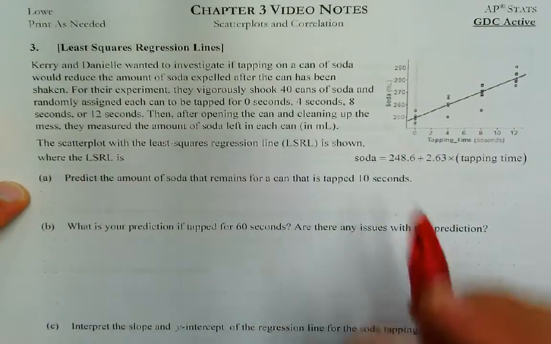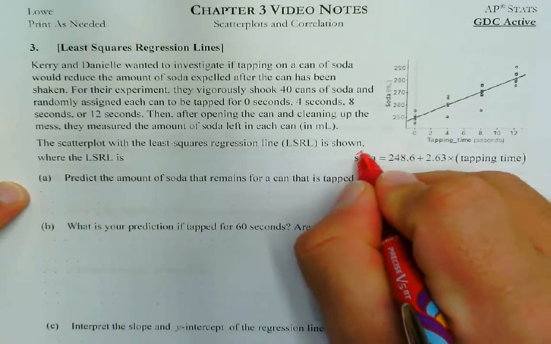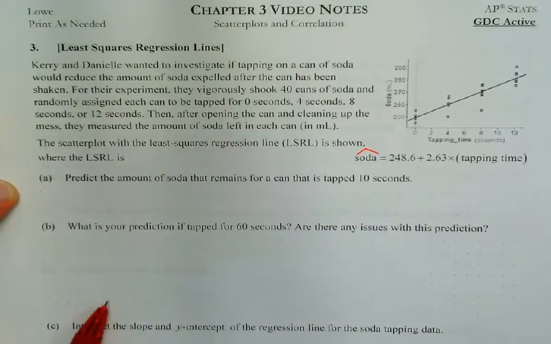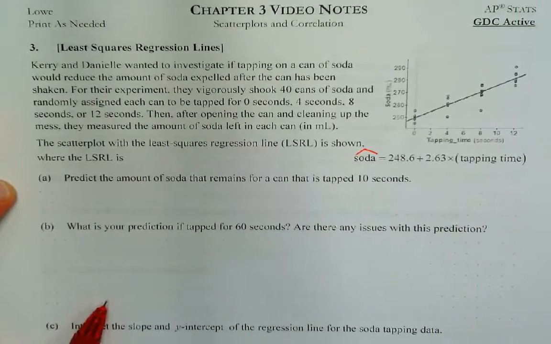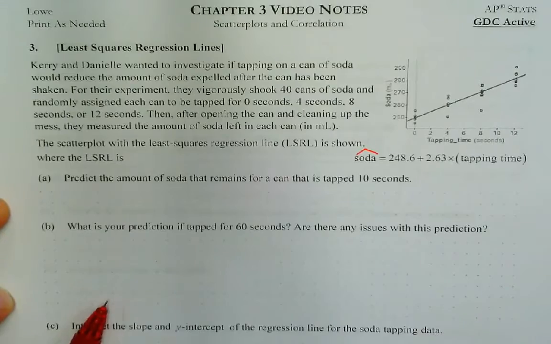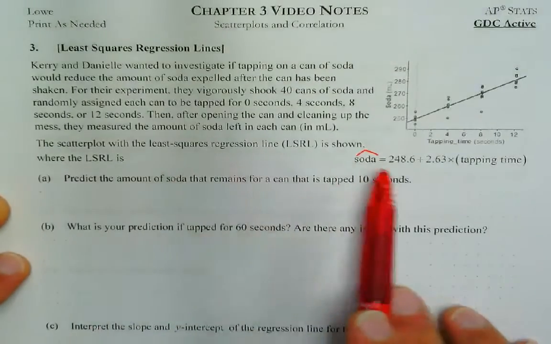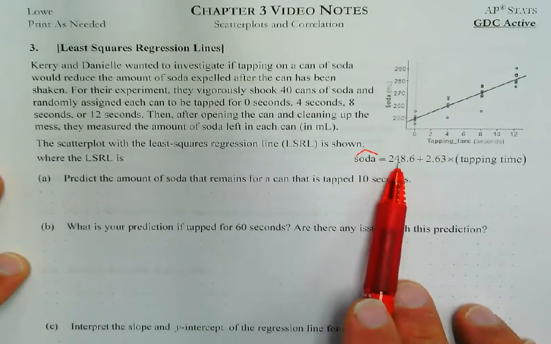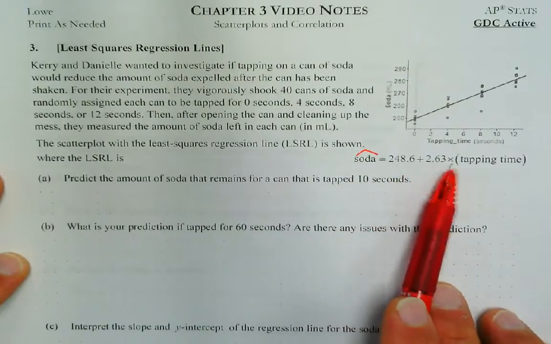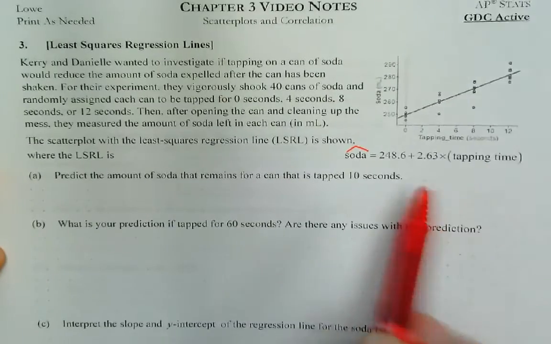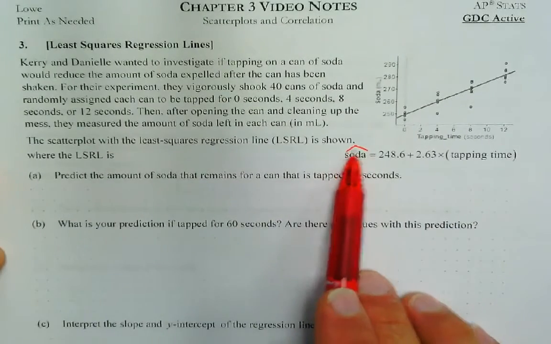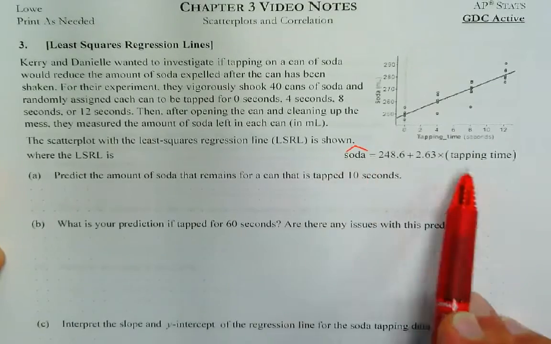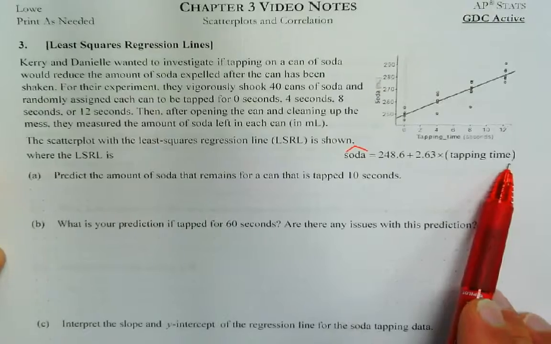I did not have my hat drawn on here, but I do know the hat is on the PDF that you would look up. In any case, this least squares regression line says the predicted amount of soda remaining is equal to 248.6 plus 2.63 times the tapping time. This line should always have the hat over your predicted variable at the front, and you should always talk about your explanatory variable over here.